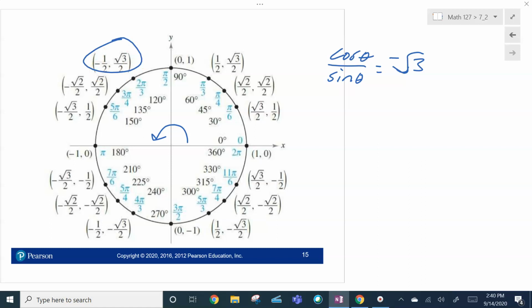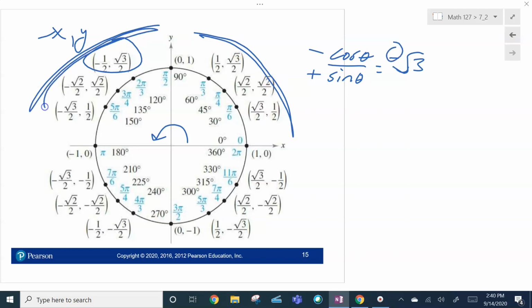Because again, I want it to be negative, so I've got to have a negative x and a positive y, right? That one's got to be negative, that one's got to be positive. If I would have picked something in here, that'd be positive over positive. It wouldn't give me the negative that I need, so I know it's got to be out here somewhere.